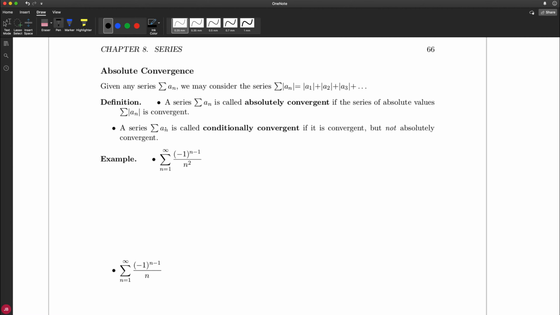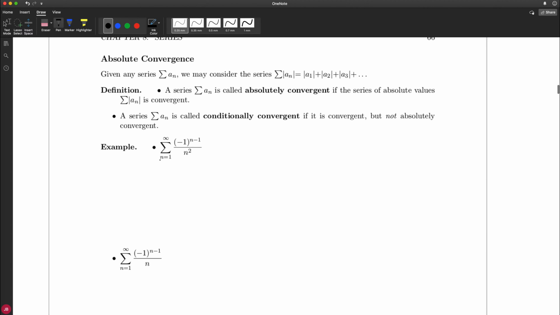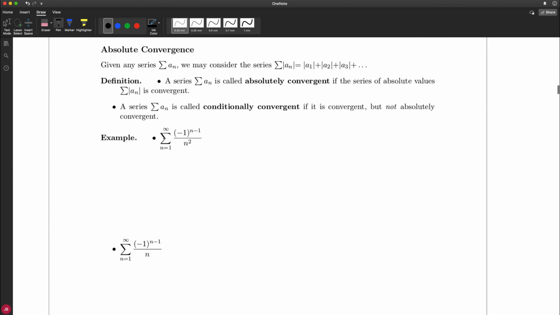And now a series is called conditionally convergent if the series, just the sum of a_n, converges, but when you throw absolute value bars around the a_n, it does not converge. So we'll see an example of that in just a minute. But first, let's start with this example here.